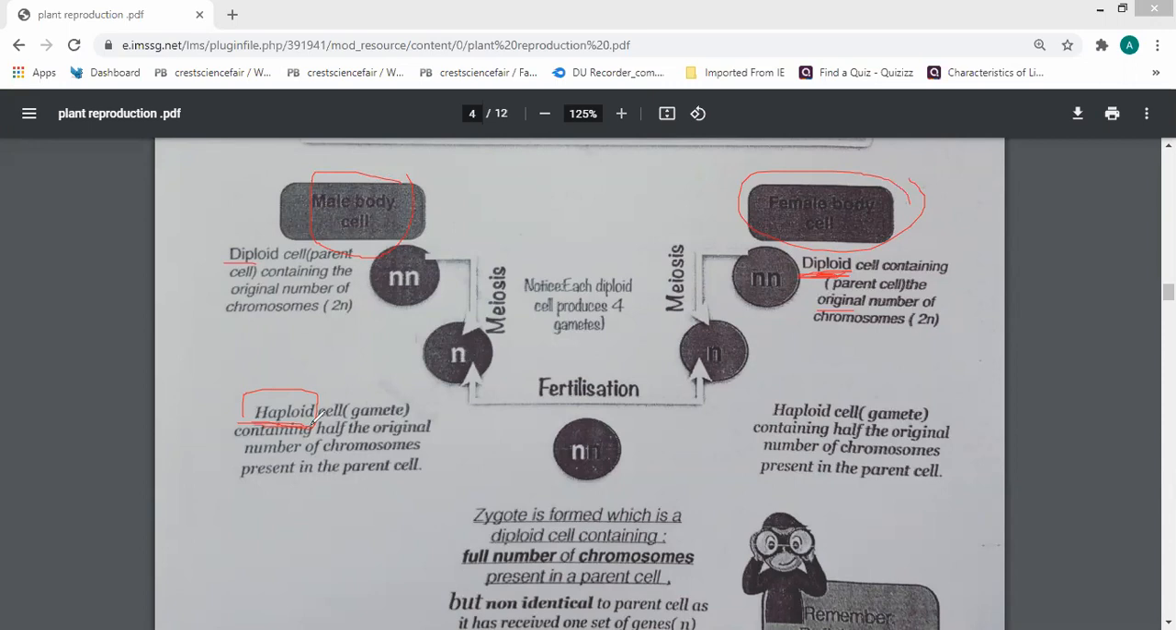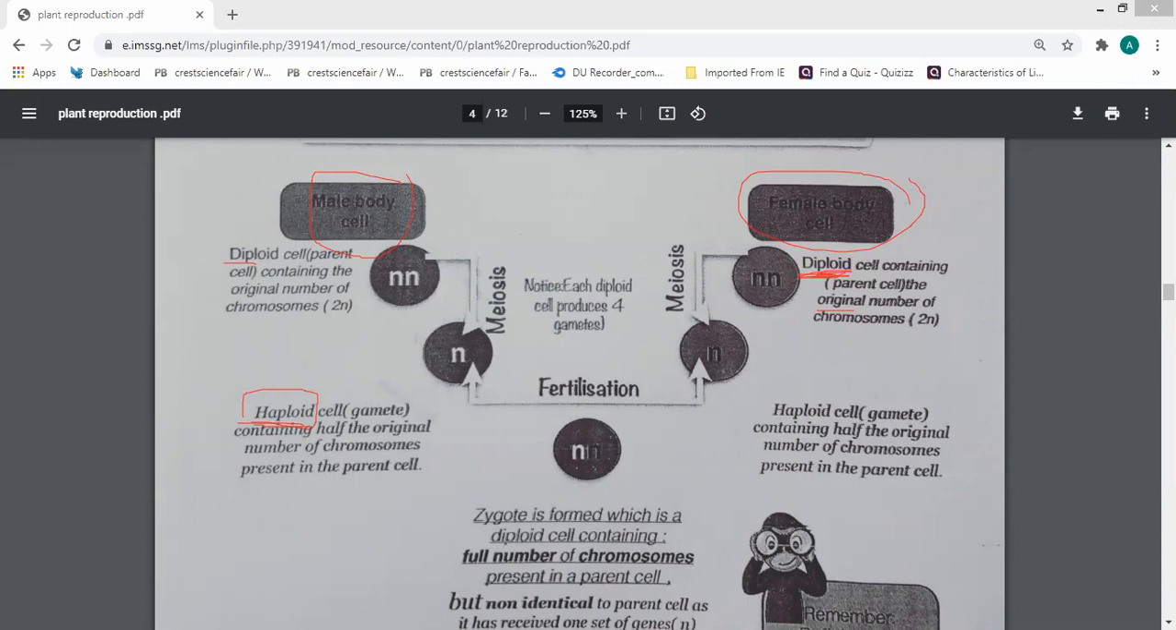So which type of cells is diploid and which type of cells is haploid? Who can say it? Muhammad Hussein. Okay, Muhammad Mahmoud.